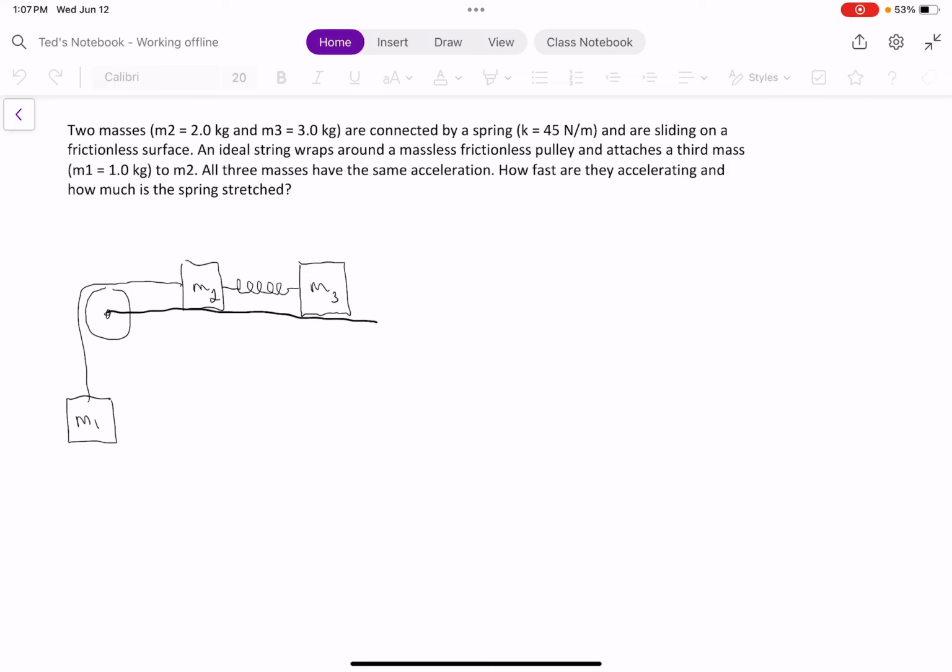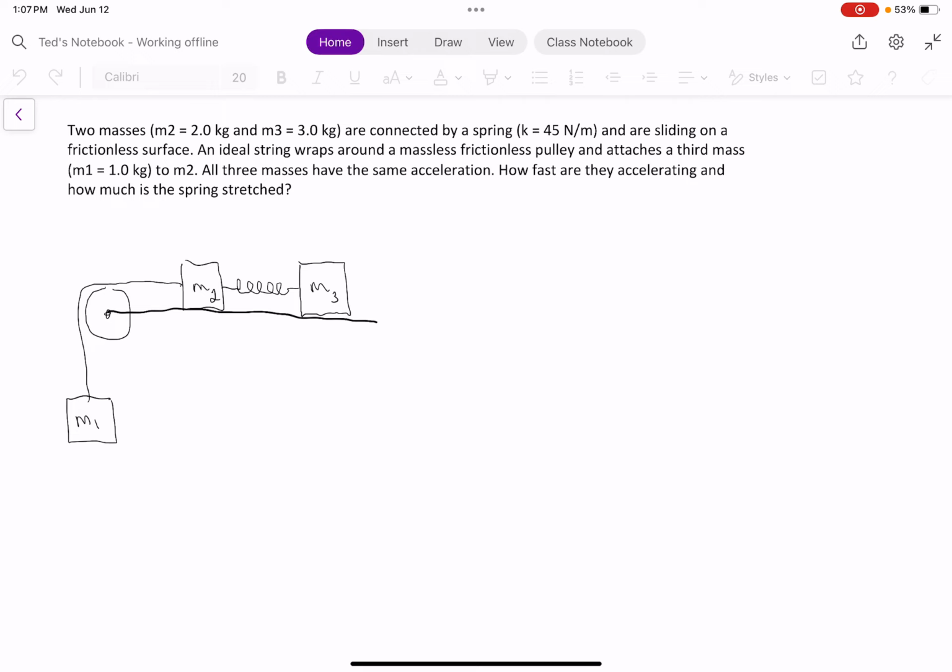Here's another Newton's second law example problem. Here we have three objects. Two masses, M2 and M3, are connected by a spring and are sliding on a frictionless surface. An ideal string wraps around a massless frictionless pulley and attaches a third mass to mass 2. All three masses have the same acceleration. How fast are they accelerating, and how much is the spring stretched?